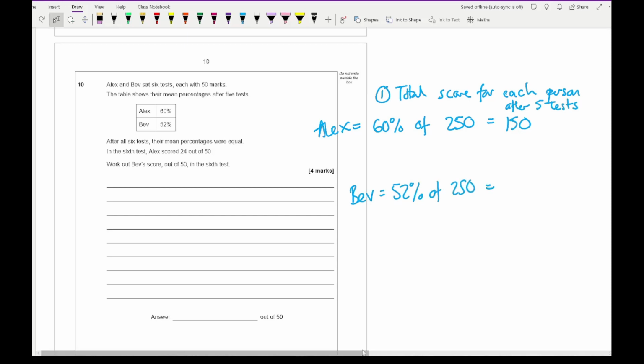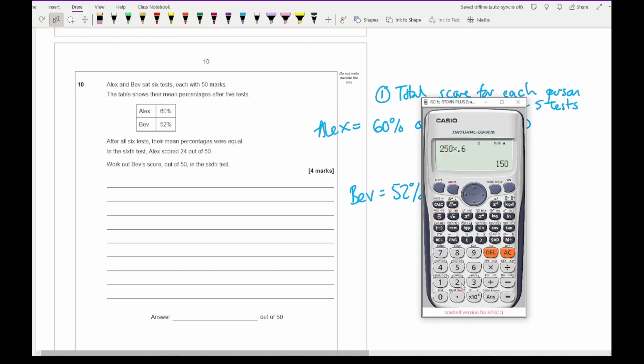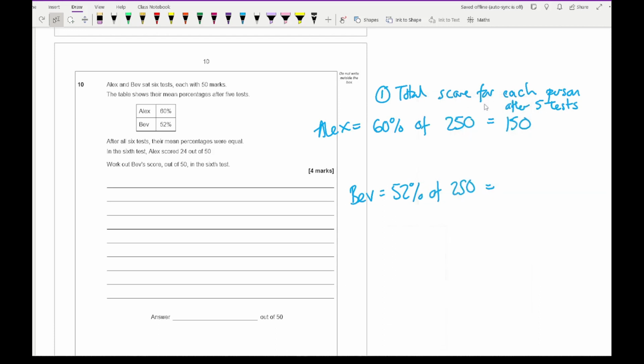So her total score in the 5 tests, if you add up all her scores, is going to be 0.52 times 250 equals 130. So in terms of this, it says that Alex scored 24 in his 6 tests. So if I add 24 to this, I get 174. Now the question is saying, what do we need to add to Bev's score so that they both have the same total? So what do I have to add?